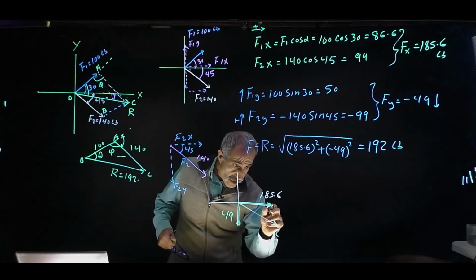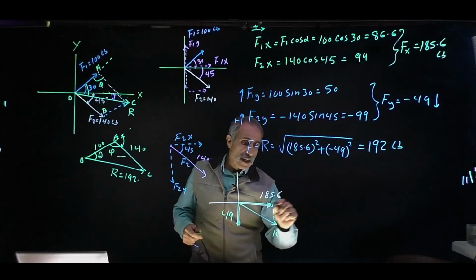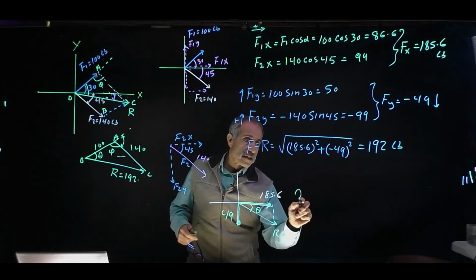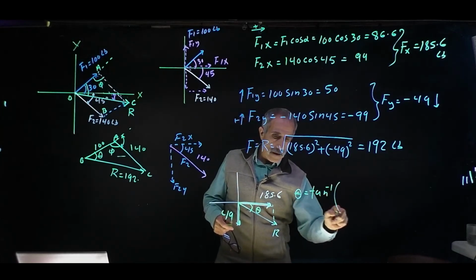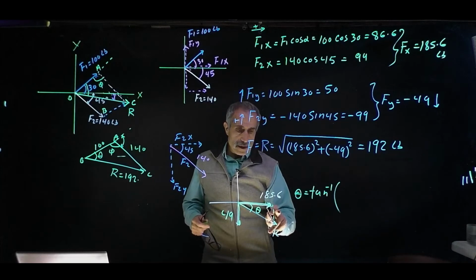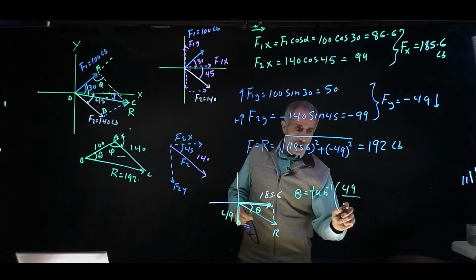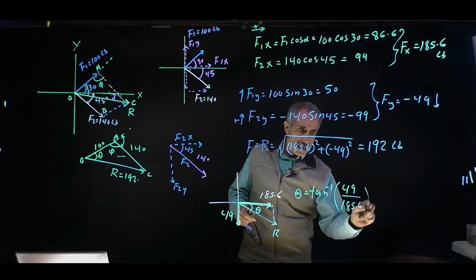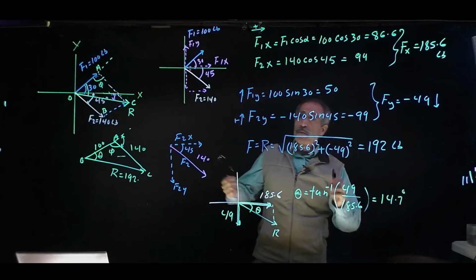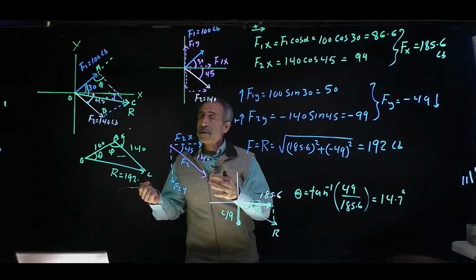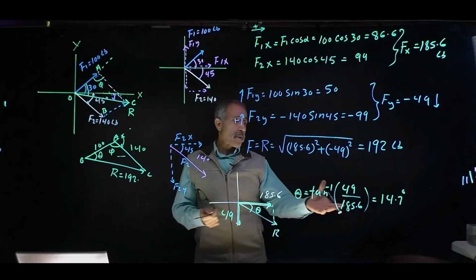Now if we have this triangle right here, we know that's 49, and that's 185, then this angle theta is equal to tangent inverse of opposite divided by adjacent, which is 49 divided by 185.6, and that's equal to 14.7, and that's what we got last time. So there's this method and that method, depending on which one you feel more comfortable with and can understand easier, but they both come up with the same result.